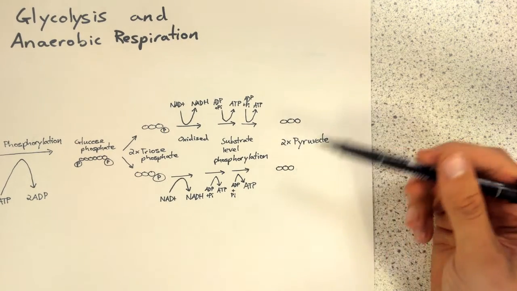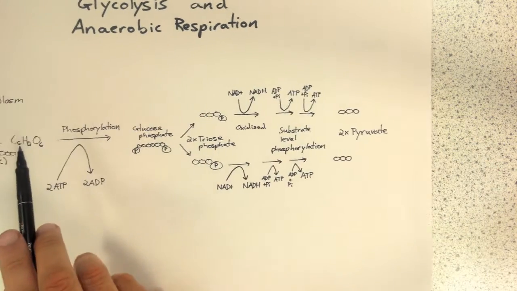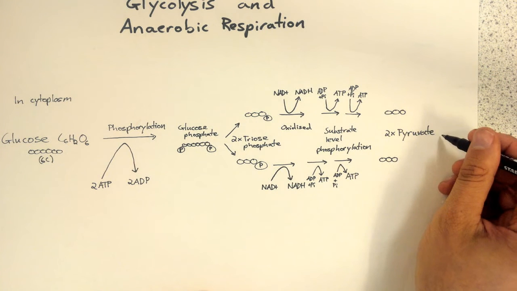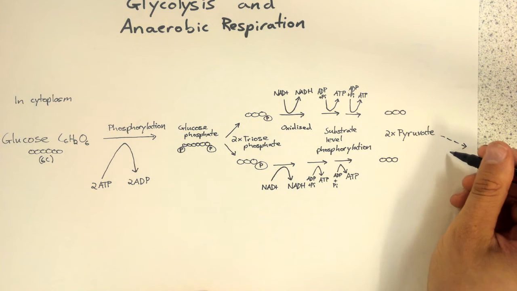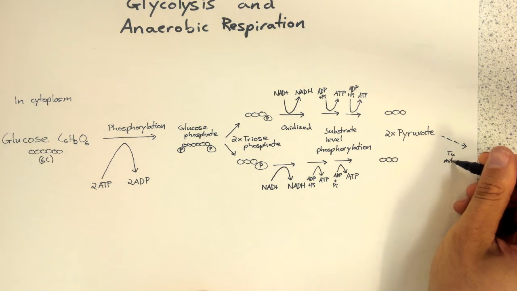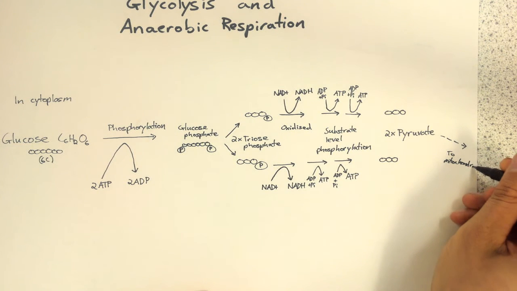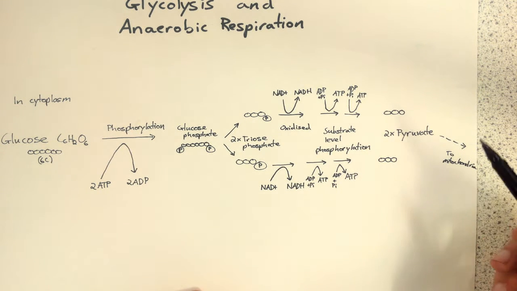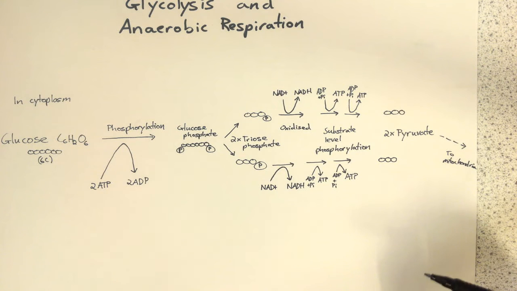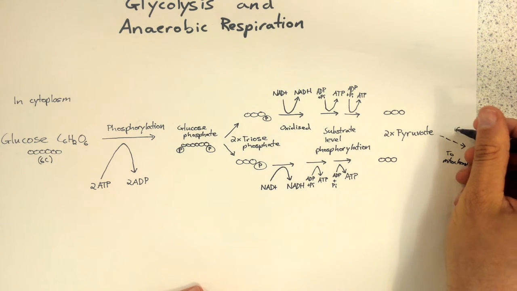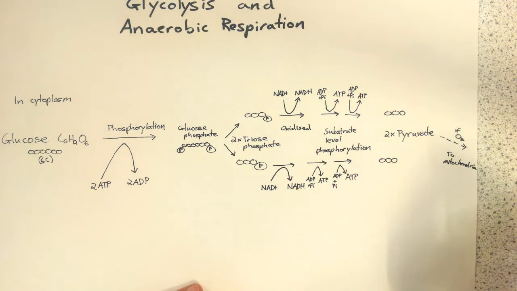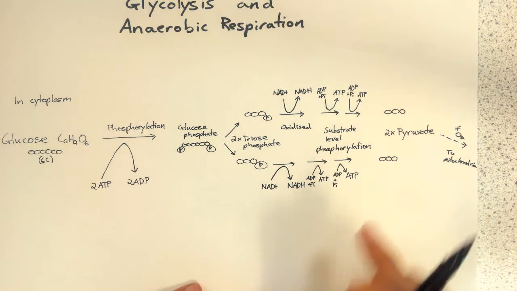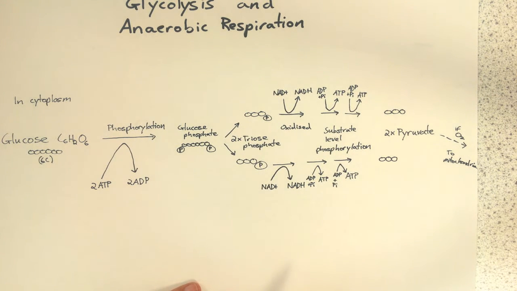The pyruvate still contains a lot of the energy that was in the original glucose. Pyruvate will also move to the mitochondria if there is oxygen present. In the mitochondria, pyruvate will be used in the link reaction, which will follow on to the Krebs cycle and then the electron transport chain, if there is oxygen present. The NADH, ATP, and pyruvate are the products of glycolysis.